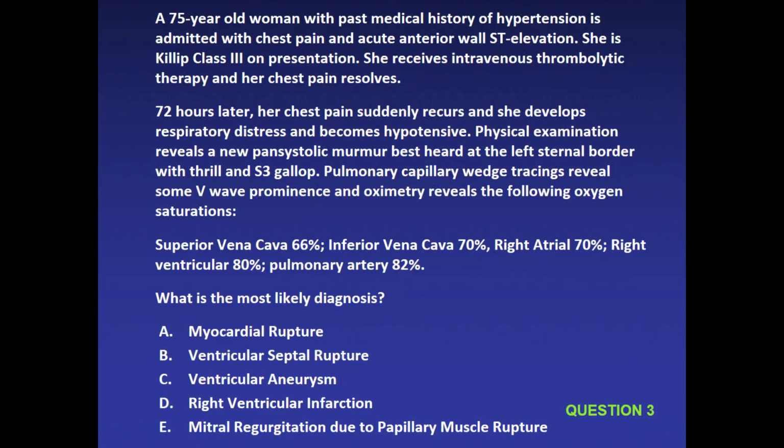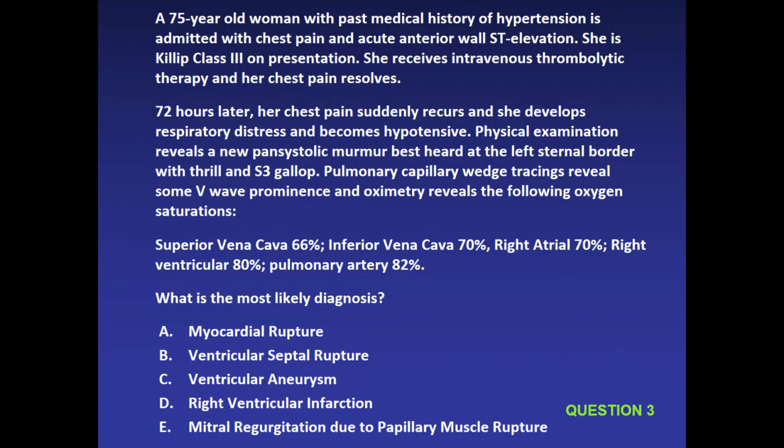Third question. A 75-year-old woman with past medical history of hypertension is admitted with chest pain and acute anterior wall ST elevations. She is Killip class 3 on presentation. She receives intravenous thrombolytic therapy and her chest pain resolves. 72 hours later, her chest pain suddenly recurs and she develops respiratory distress and becomes hypotensive. Physical exam reveals a new pansystolic murmur best heard at the left sternal border with a thrill and an S3 gallop.